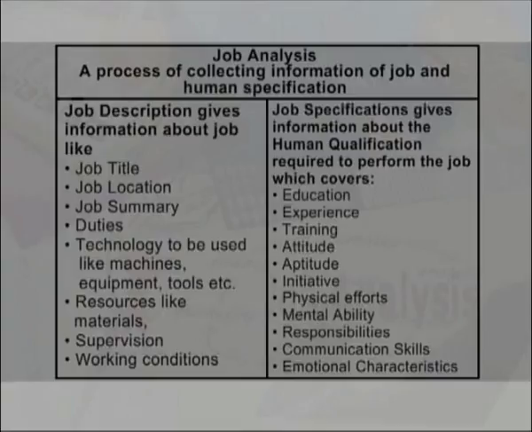The next part in job analysis is very important. That is job specification, which gives the information about the human qualifications required to perform the job, and the information covers education, experience, training attended so far, attitude, aptitude, initiative, physical effort, mental ability, responsibilities, communication skills, emotional characteristics. So what is it? It all defines what a person requires to match the job, and therefore job description and job specification are very important for the human resource manager.